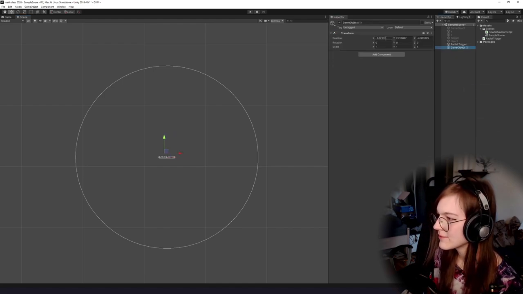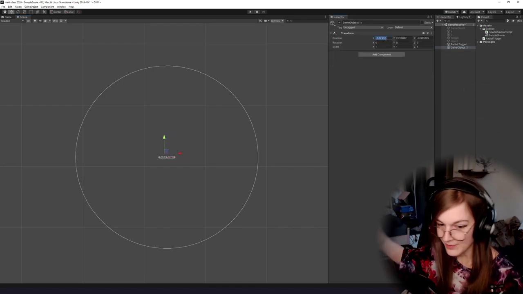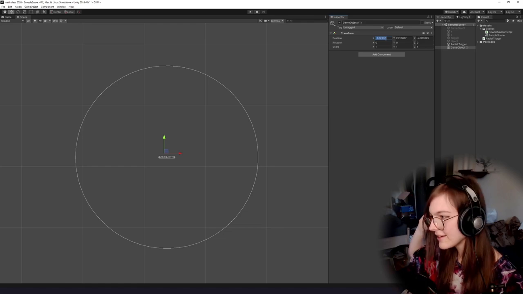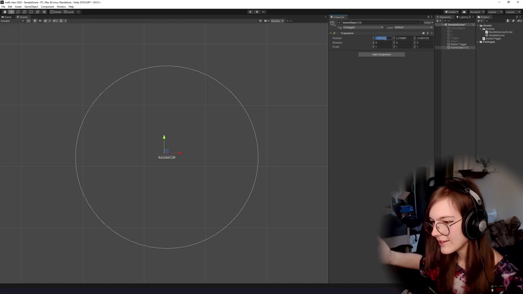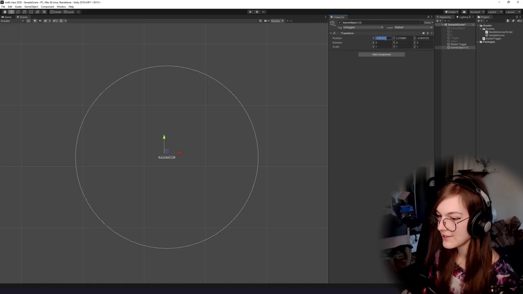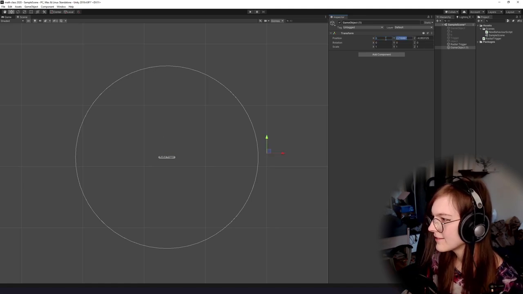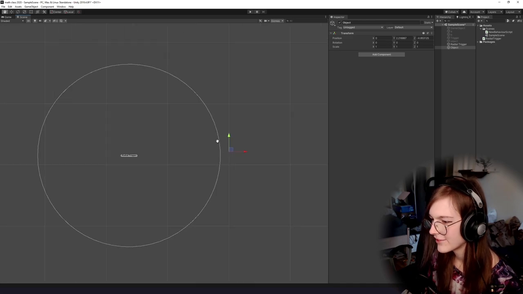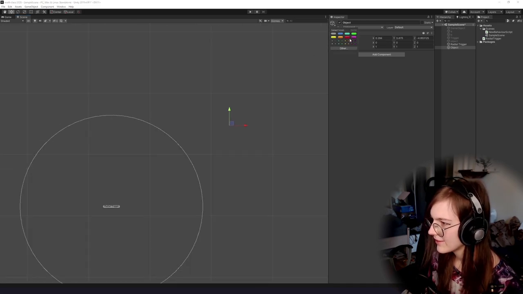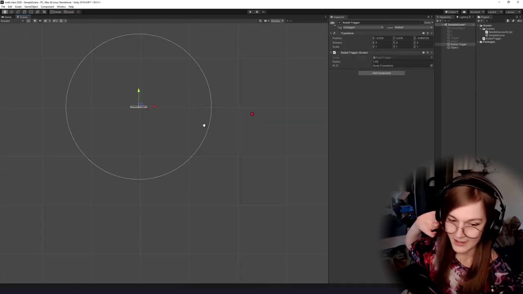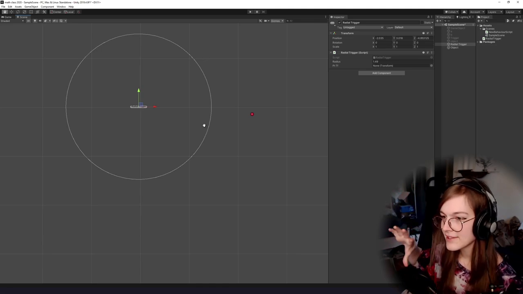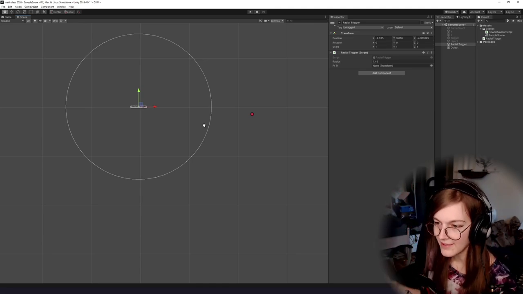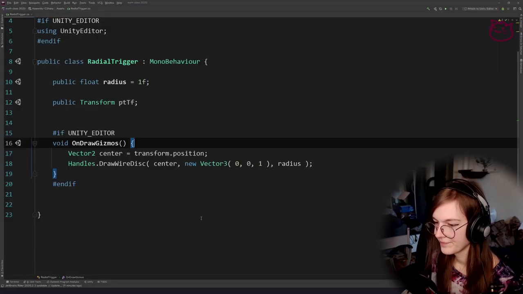Now we need a point to test with some dummy object that we're going to pretend is a player or some object where we want to activate this trigger, right? So let's call it the object. It's a great name for an object. And then we should give it an icon. So the first assignment, we just need to detect, are we inside or outside of this trigger? That's what we're going to do.